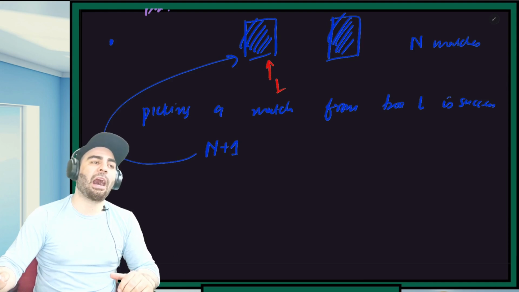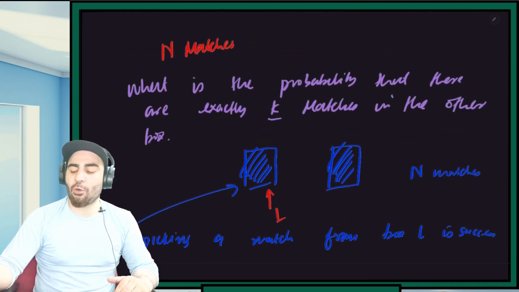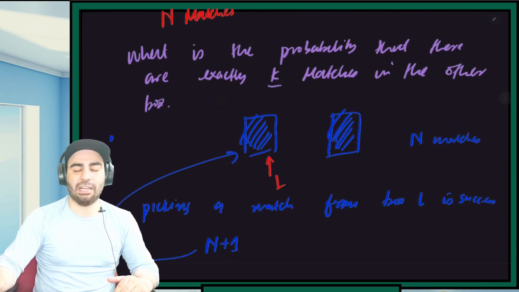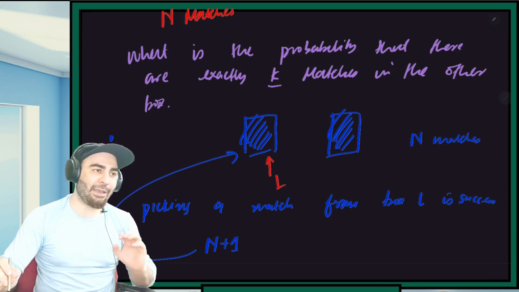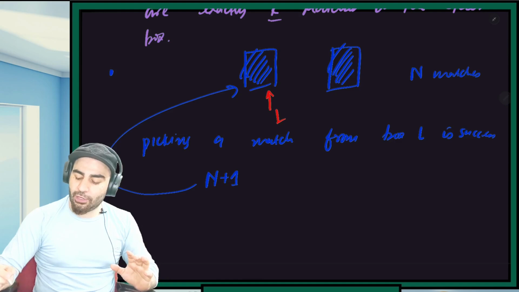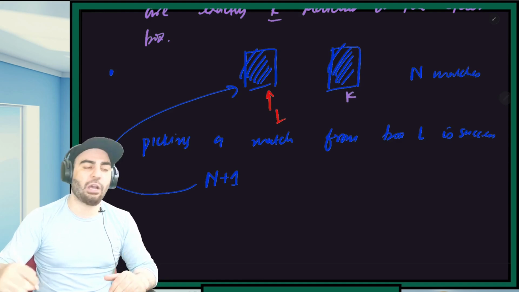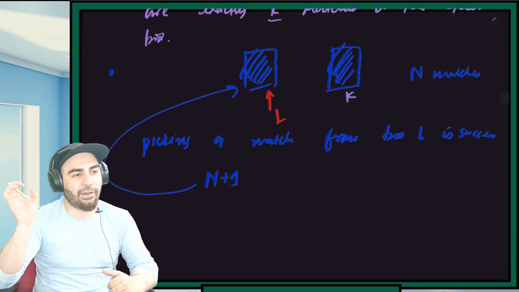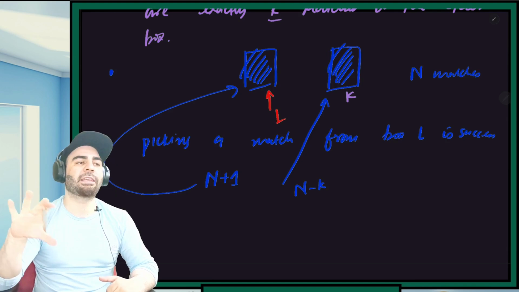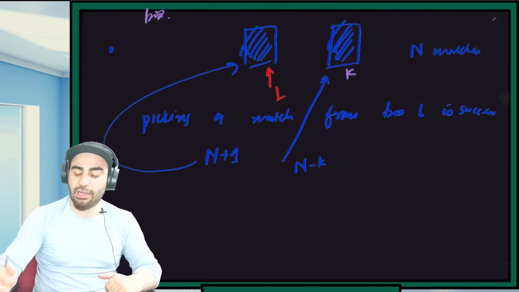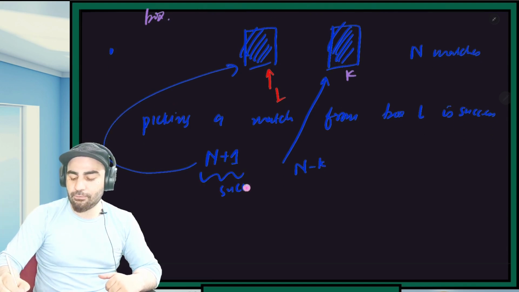Now how many matches do I want in the other box? The other box is, let's suppose, the right box. The question asks: what is the probability that there are exactly k matches? So only k matches should be left. How will k matches be left? If I have taken n minus k matches out of this box, then only k matches will be left. So here this is success and this is failure.